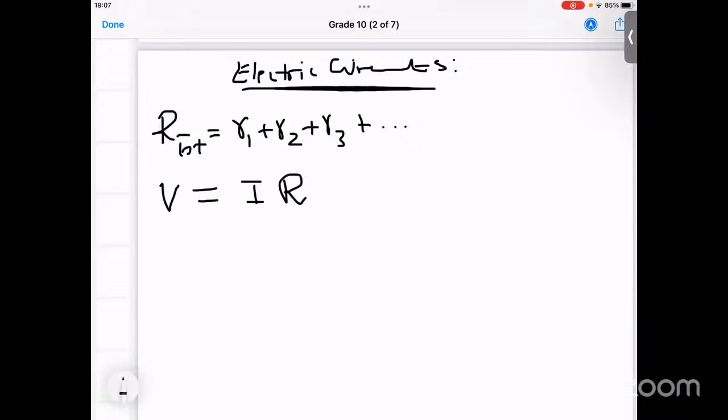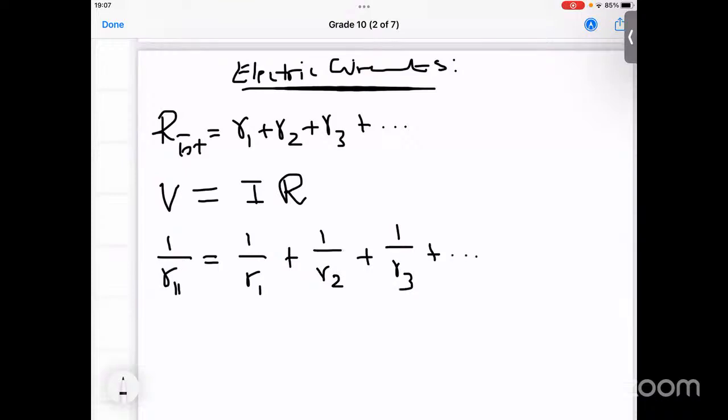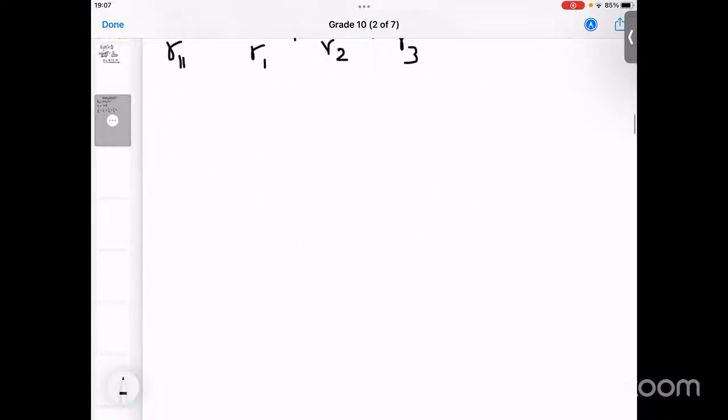We also spoke about the formula that we use to calculate R parallel. We said it is 1 over R parallel equals 1 over R1 plus 1 over R2 plus 1 over R3, plus any other resistors which may be connected in parallel. I will give you some examples.